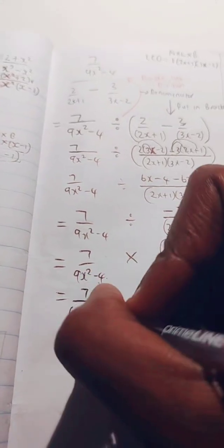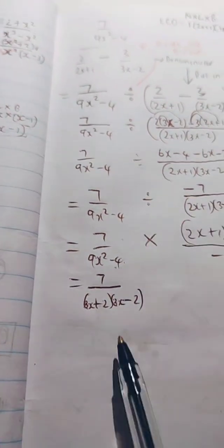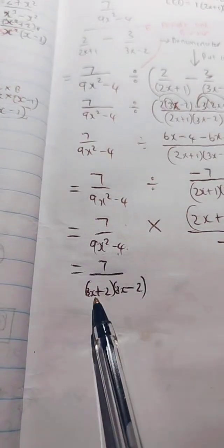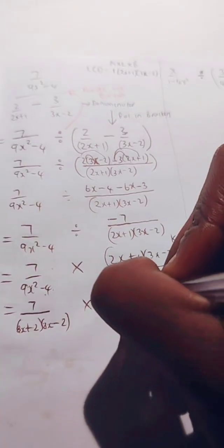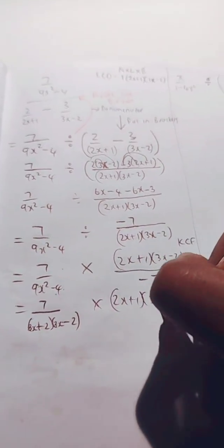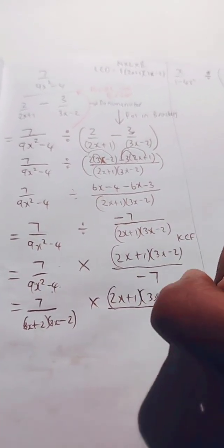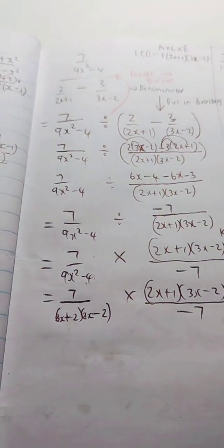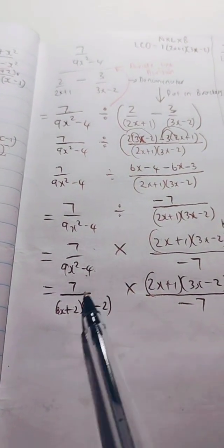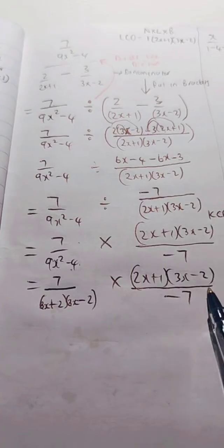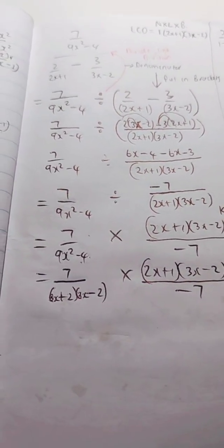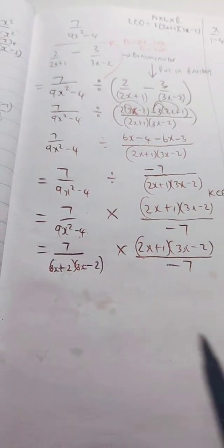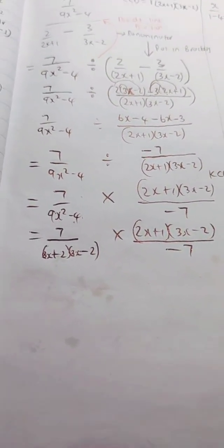Then the square root of 4 is 2. So we have plus 2, minus 2. So (3x + 2)(3x - 2) times (2x + 1)(3x - 2) over -7. Factorization, factored, then this is just 7 and -7. Next step, we cancel top and bottom if there's anything common.